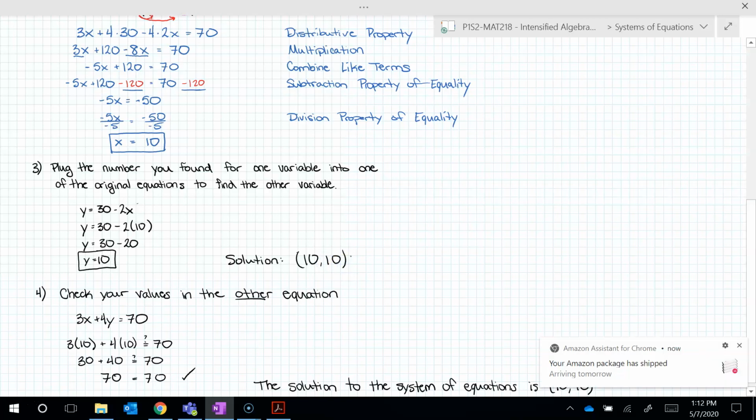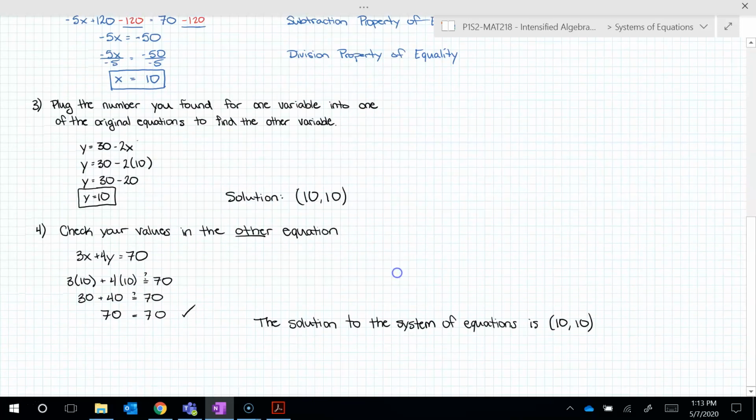I want to check this. A good habit of practice is, I used the first equation to find it, so it better be true in the second equation. So the last thing that you should do is check those numbers and make sure that they work for the other equation as well. The second equation was 3x plus 4y is 70. If I put in 10 for both of those things, is it equal to 70? Yes. So I can be confident in my answer. The solution to that system is (10, 10).